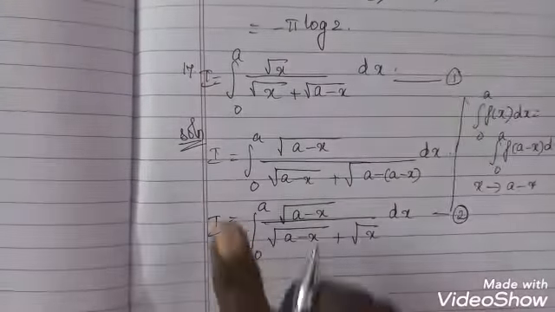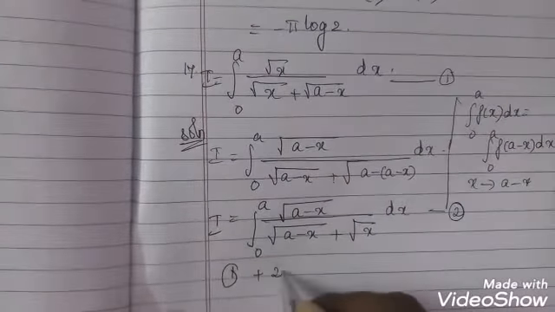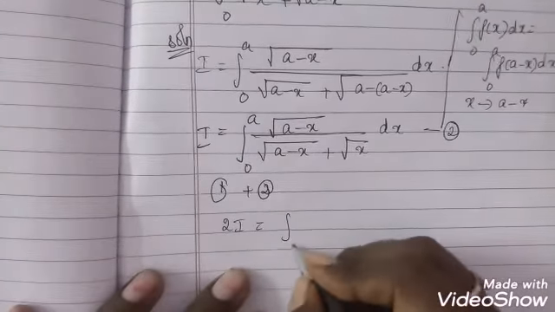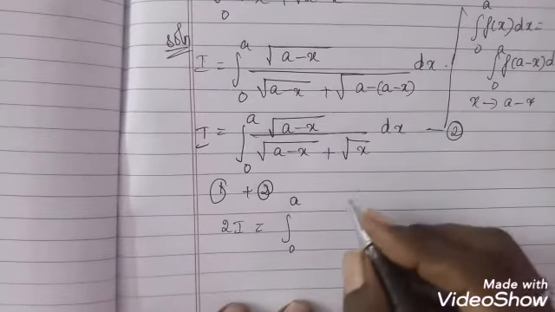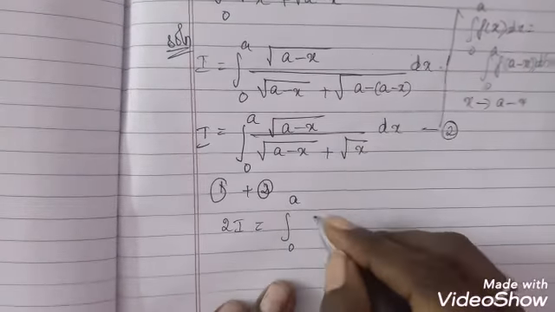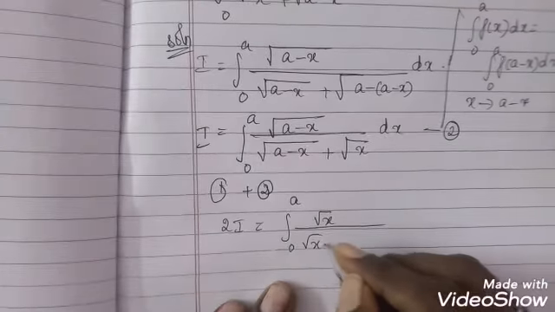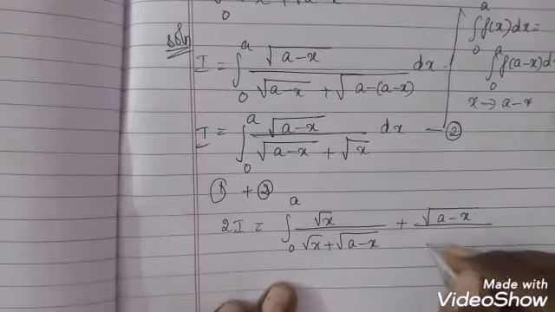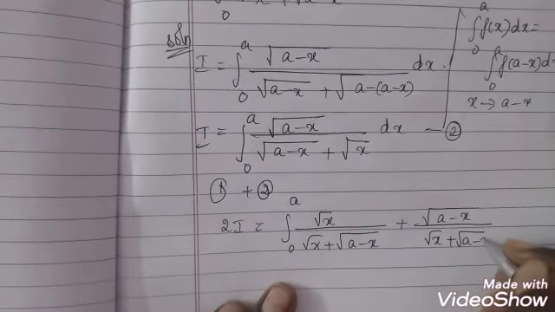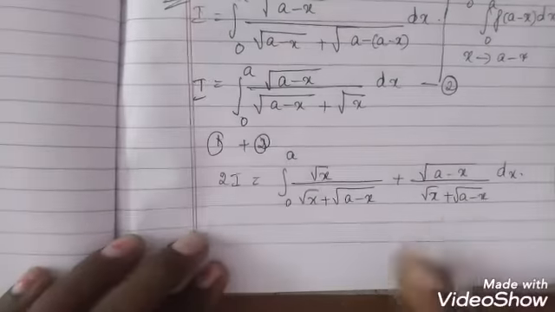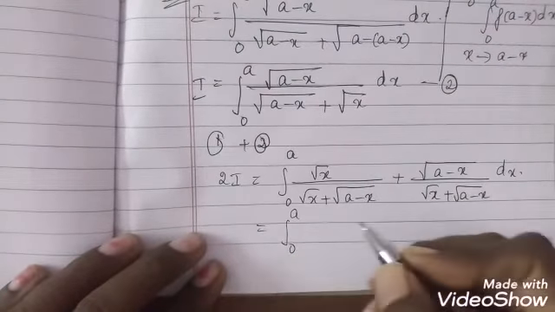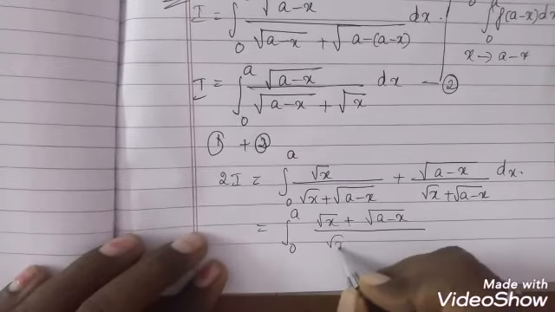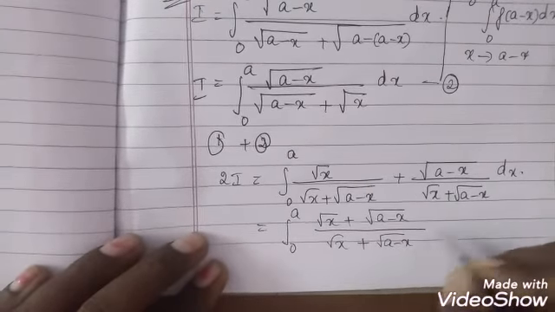So you have this as I. I plus I, add 1 and 2. So when you add 1 and 2, I plus I is nothing but 2I, which is equal to integral over 0 to a. The numerator is root x divided by root x plus square root of a minus x, plus square root of a minus x divided by square root of x plus square root of a minus x dx. Now it's equal to integral over 0 to a of root of x plus root of a minus x divided by root of x plus root of a minus x dx.